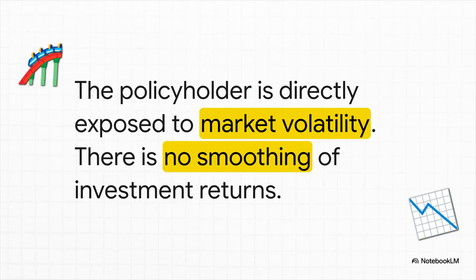And this is the big takeaway on risk. With a unit-linked contract, there is absolutely no smoothing. Zero. It's not like a with-profits policy where the insurer has a big pot of money to shield you from the bumps. No. Here, the fund value is the fund value. You are directly, completely exposed to market volatility. You get to ride the highs, but you also have to feel every single low in real time.